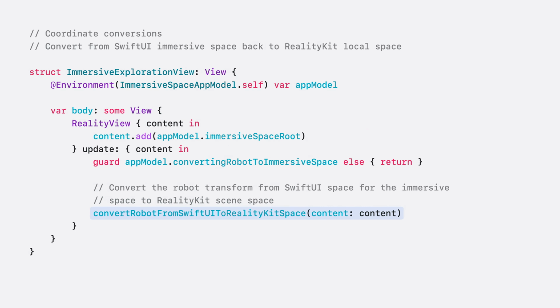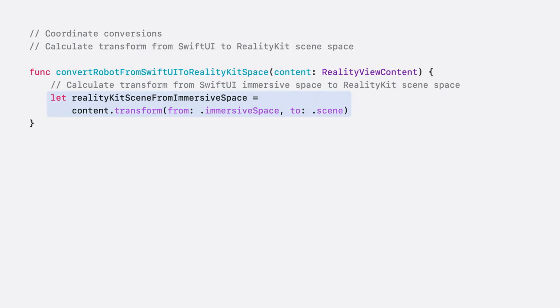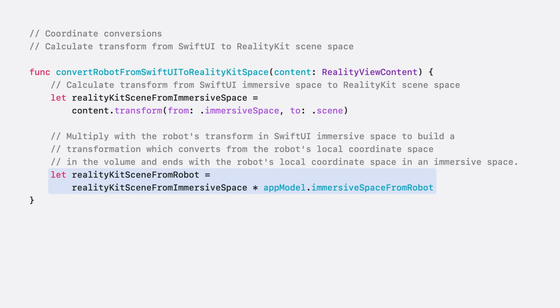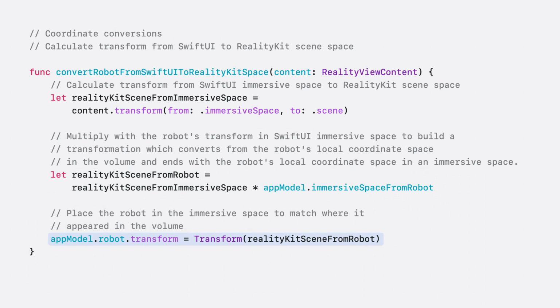In the immersive space view, I'll call another convert function. There, I calculate a transform to go from SwiftUI immersive space to RealityKit scene space. Then, I compose these two transforms. I do that by multiplying the one I just computed by the one I stored earlier on my app model. The result converts from the local coordinate space in the volume to the one in the immersive space. I update the robot's transform to place the robot in the immersive space to match where it appeared in the volume. With the robot's transform converted, I start the jump.